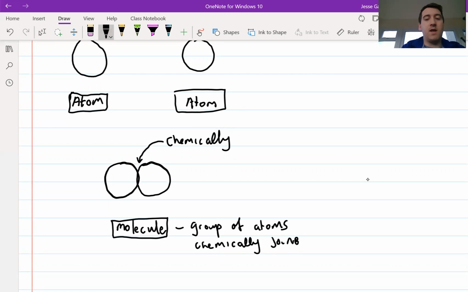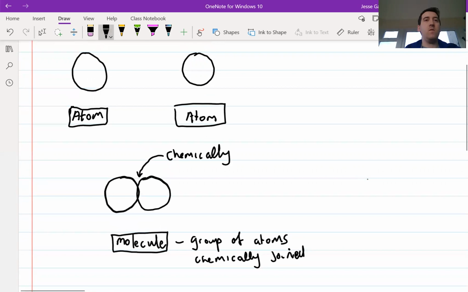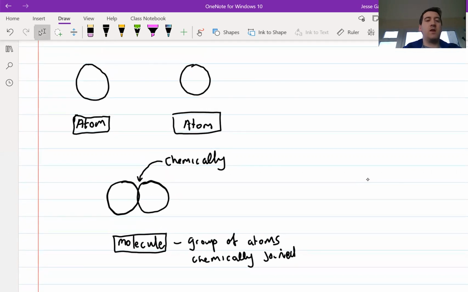A group of atoms chemically joined, we call this a molecule. So that's what this particle is, this group of 2 atoms. Now, you will notice that both of the atoms are the same. So we've got 2 of the same type of atom. So above, we've got 2 individual atoms. Below, we've got a molecule which is made of 2 of the same atom.